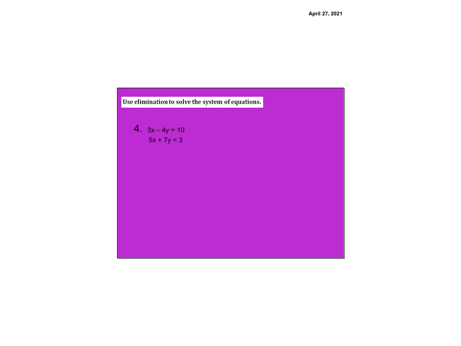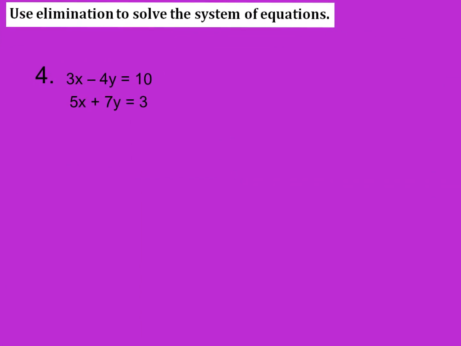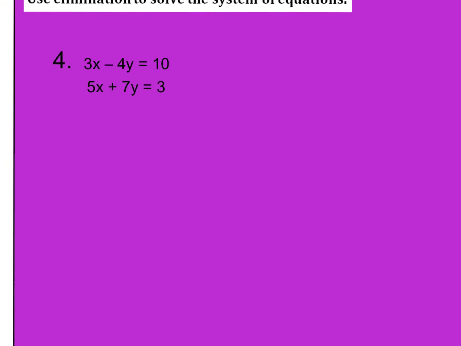Okay, let's take a look at this one here. 3x minus 4y, 5x plus 7y. Okay, so right now, I don't have any matching pairs. I don't have anything like that. I'm going to actually have to multiply both of these by different numbers to see what I can get. But you do notice I have a negative 4 and a positive 7, so I do have the opposite signs there. That's okay. I can deal with that.